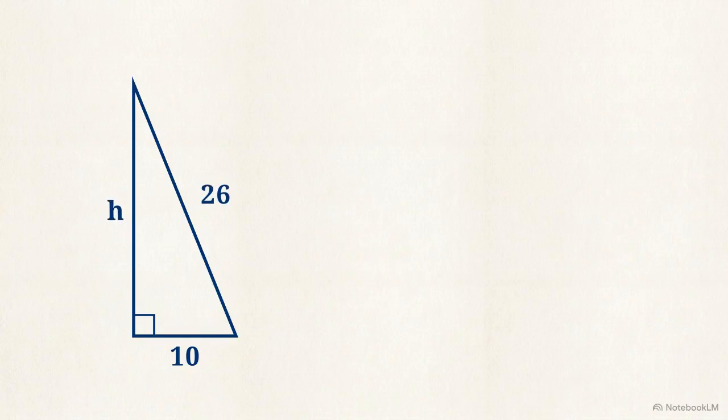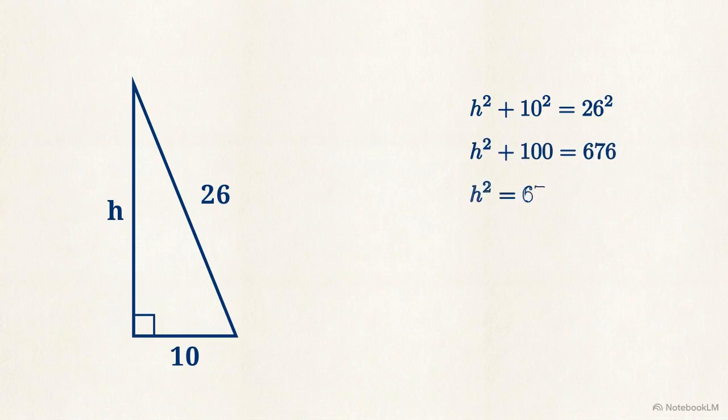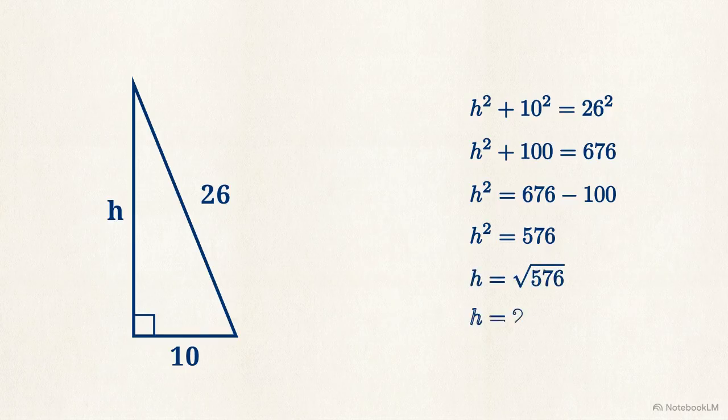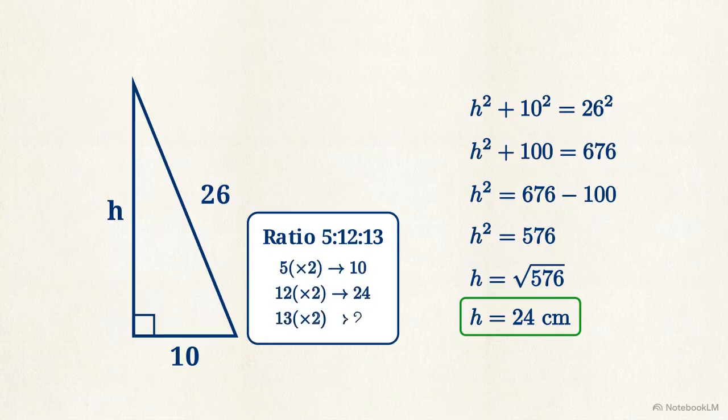Let's isolate the right triangle. It has a base of 10, a hypotenuse of 26, and an unknown height, h. Using Pythagoras' theorem, the equation is h squared plus 10 squared equals 26 squared. Squaring gives 676 and 100. Subtracting, h squared equals 576. The square root is 24, so our height is 24 centimeters. You might recognize this as a 5, 12, 13 triangle ratio multiplied by 2. Noticing these patterns helps you work faster.